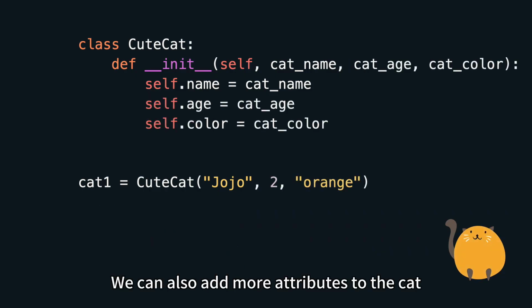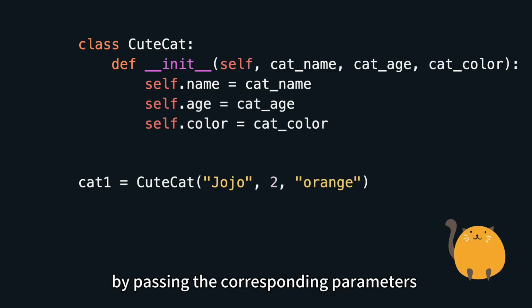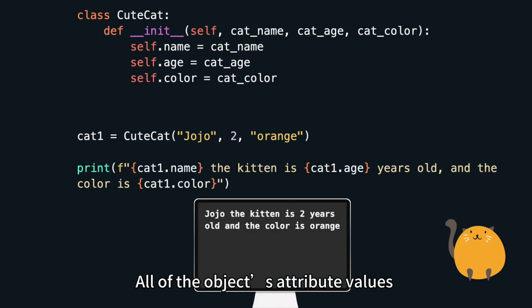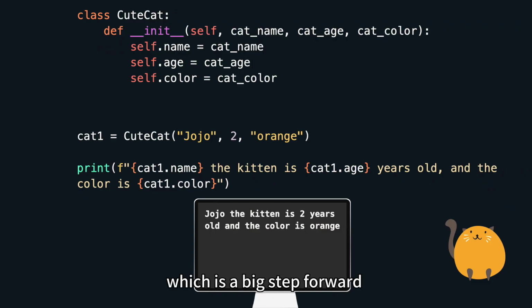We can also add more attributes to the cat, such as age and coat color, by passing the corresponding parameters when creating the object. All of the object's attribute values will be bound to the values passed in through the parameters. You've now learned how to define attributes and create objects, which is a big step forward in object-oriented programming.